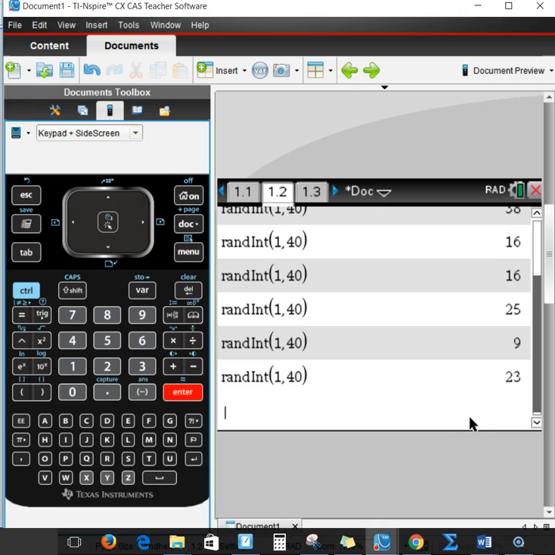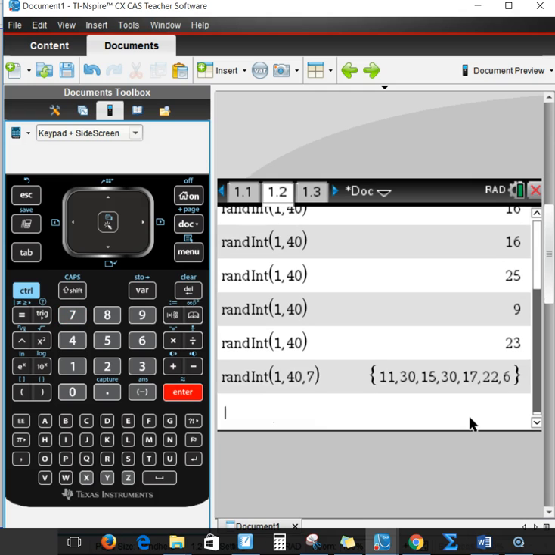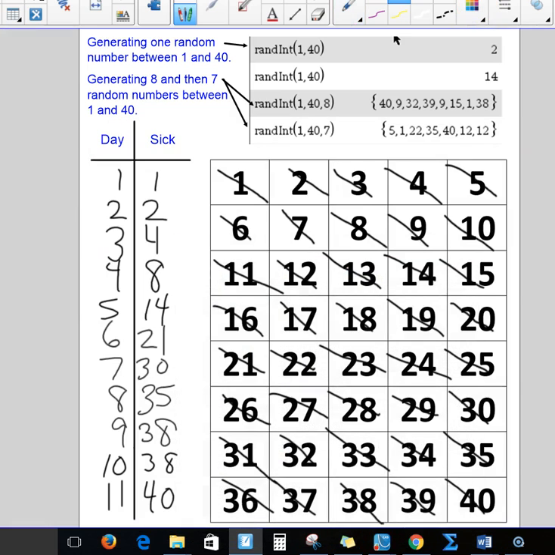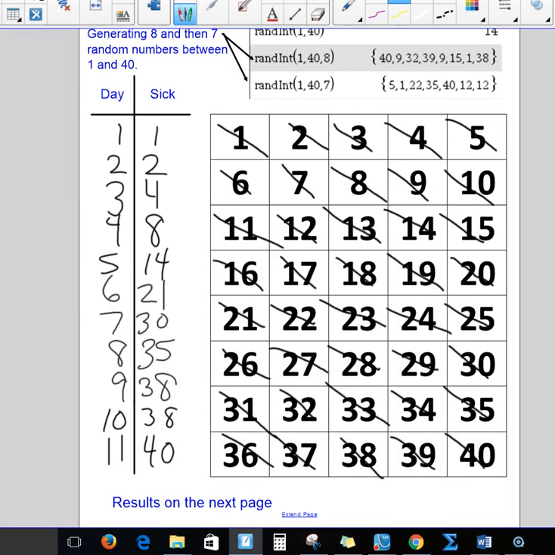Now, this is not the same example that's showing because I already did this a different time and got different numbers. But once I have 7 infected, then to be more efficient, I'm going to generate 7 numbers at the same time by doing random int 1, 40, 7, and then I check to see how many more numbers I can cross off my list. So when I did this before, this is what happened.